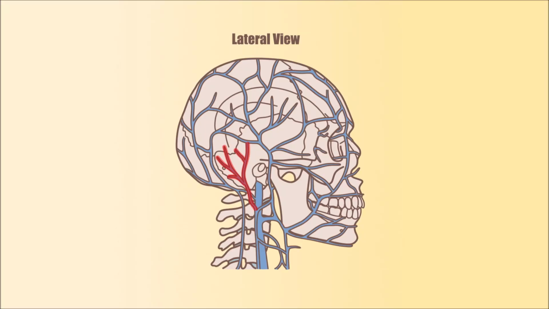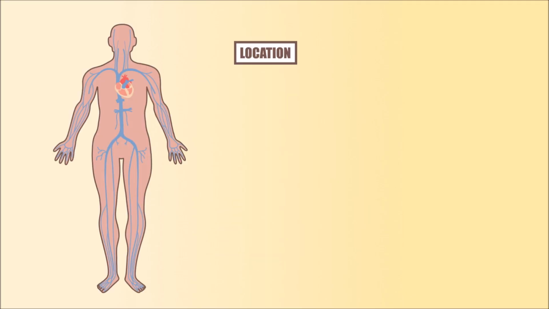Today on sci-ology, we're going to go over the structure and function of the posterior auricular vein. Firstly, where is this vein located? The posterior auricular vein is located on each side of the head behind the ear.